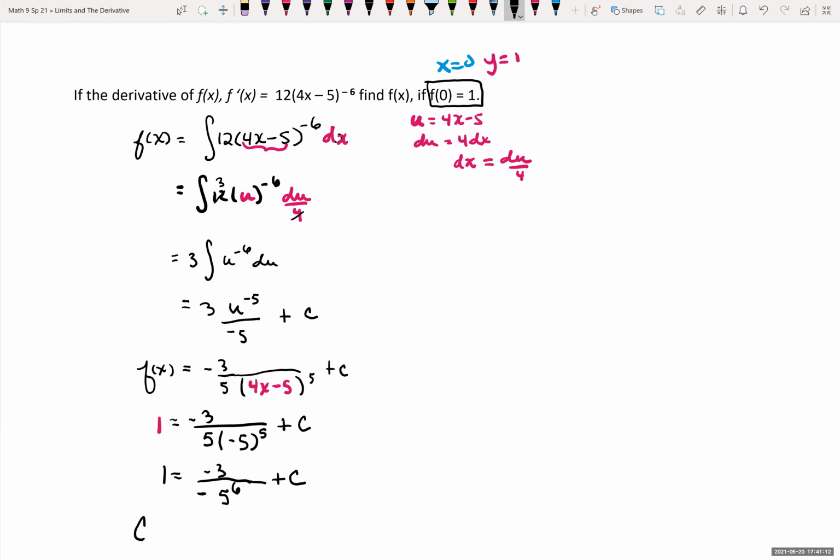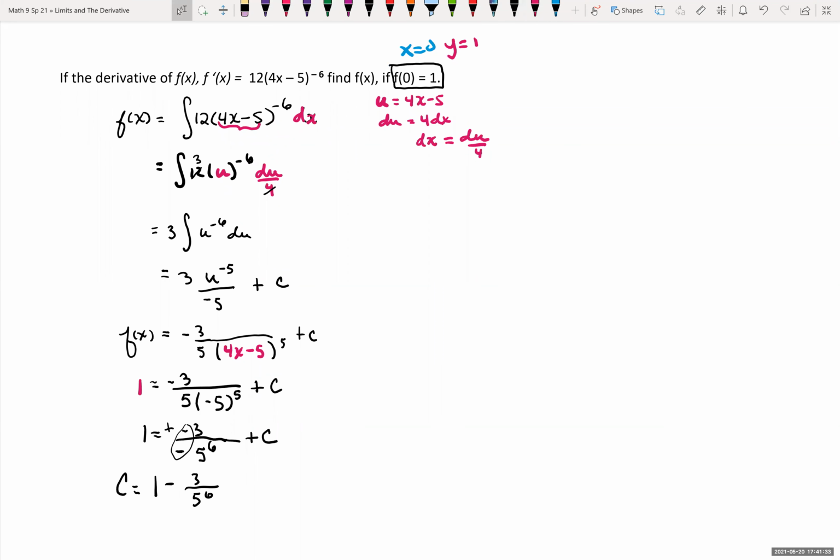So c here is equal to 1, but this minus and a minus is positive. And if I subtract that on the other side, minus 3 all over 5 to the 6th. Okay, so we have to figure out 5 to the 6th power, and I did not let you use a calculator on this. And so let's just start going through.